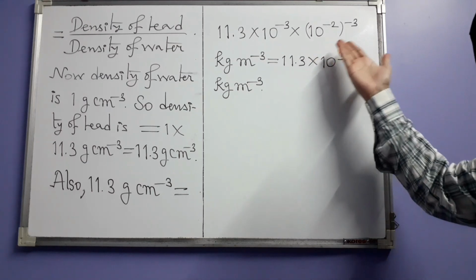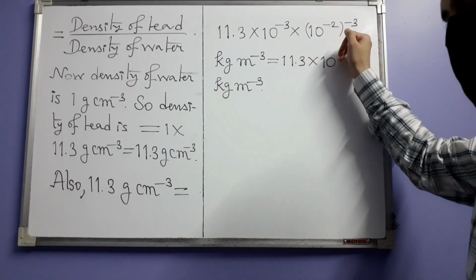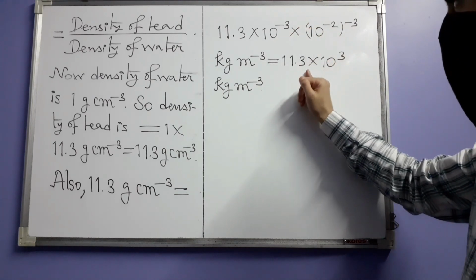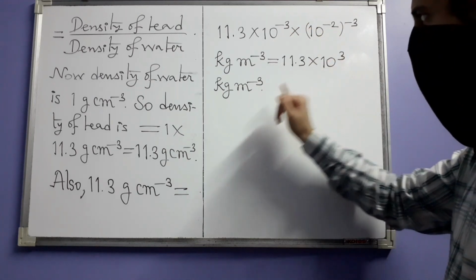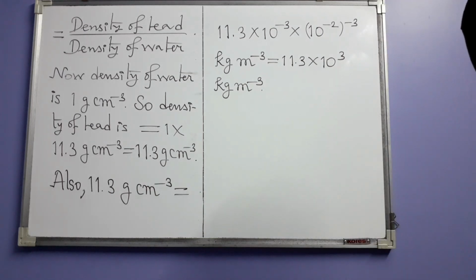And then what do you get if you do this calculation? Minus 2 times minus 3 is plus 6, plus 6 minus 3 is plus 3. So 11.3 times 10 cube kilogram per cubic meter is the density of lead.